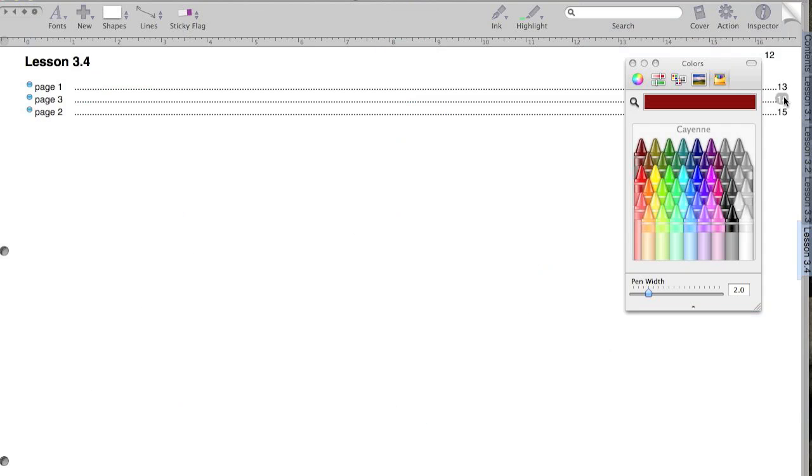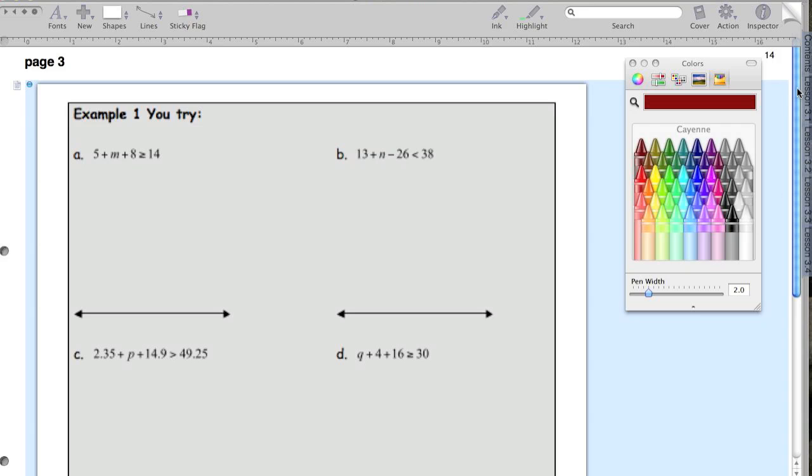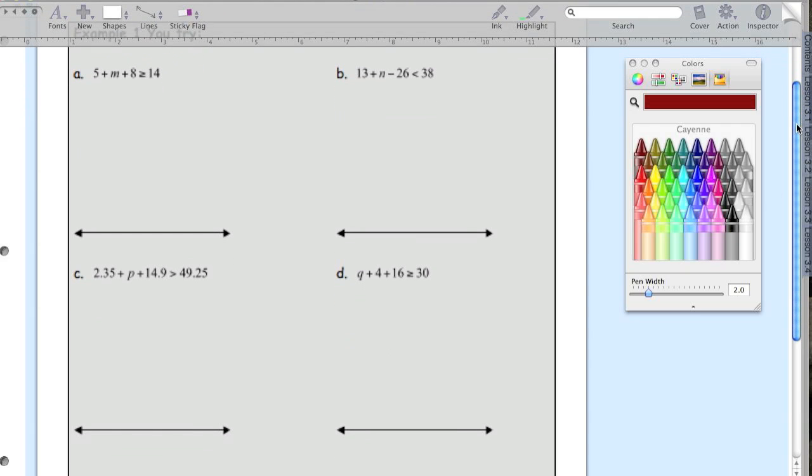All right, let's look at the last page. This was just some extra practicing. I'm going to go through these ones rather quickly. We're going to combine like terms. 8 plus 5 is 13 plus m greater than or equal to 14. I'm going to subtract 13 on both sides. I find that m is greater than or equal to 1. 0, 1, 2, closed circle, shade to the right.